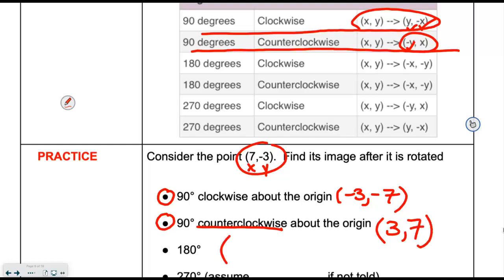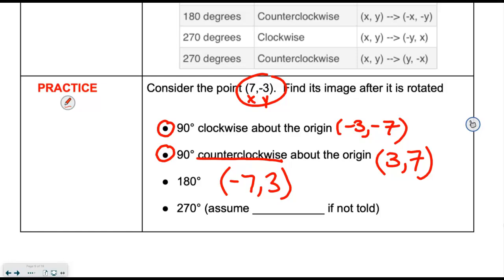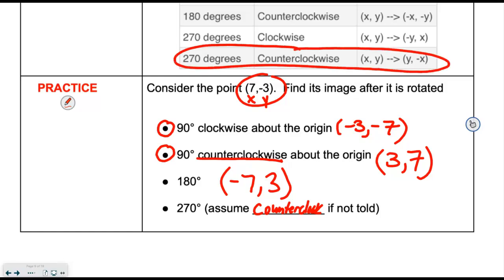What does the 180 do in either direction? It just takes the opposite of them as they are. Okay, so -7 to a +3. And then last up, it says a 270, and it doesn't tell me, so we're going to assume counterclockwise when not told. Okay, so 270 counterclockwise. And again, it's that 7, -3 that we're working with. So our X is 7, our Y is -3. Our rule says to put the Y value first, my -3, and then take the opposite of my X value.